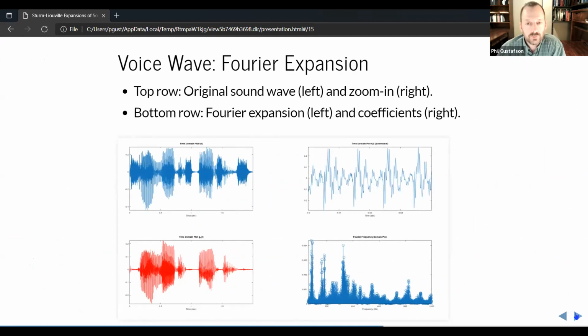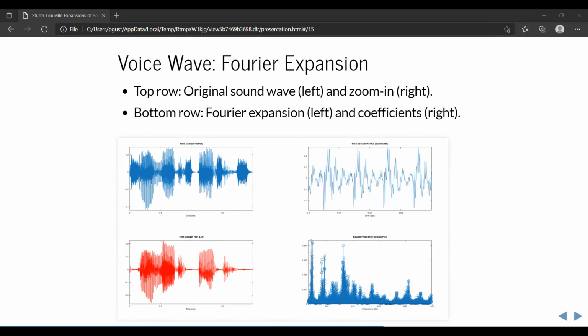Okay, so for voice waves, let me see if I can play the voice wave that I'm using here. If someone wouldn't mind unmuting themselves to let me know if they can hear this. This is a recording of me. Let's see what it sounds like. Sound wave expansions. Can you hear that? Oh, good. Yep, we can hear it.